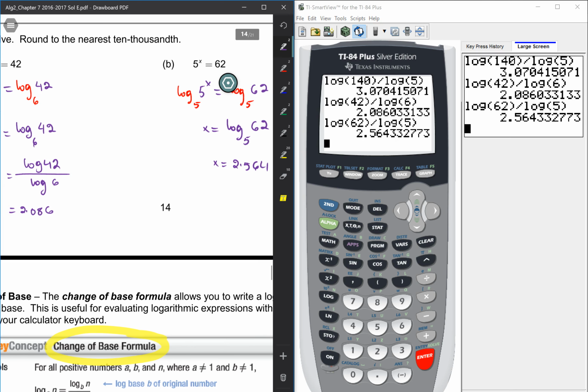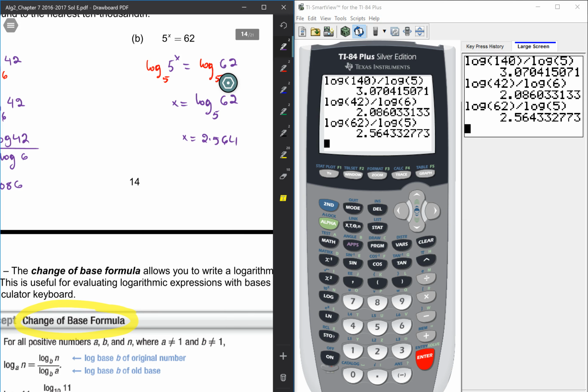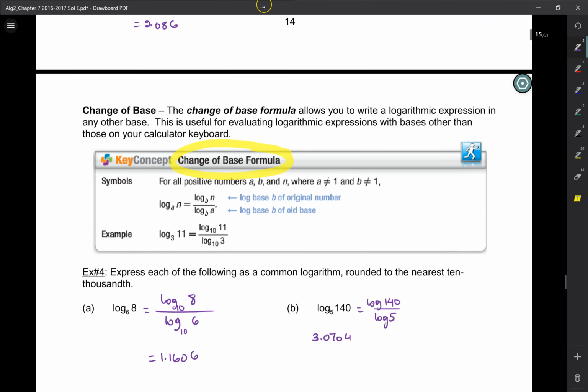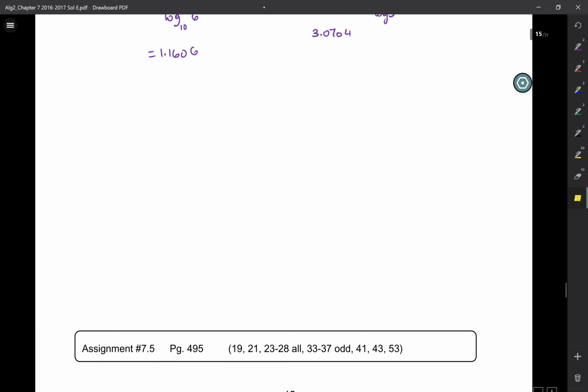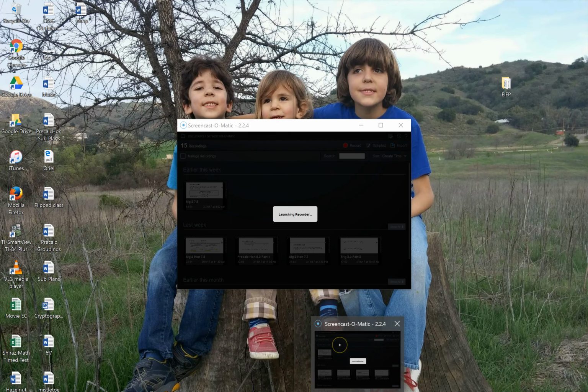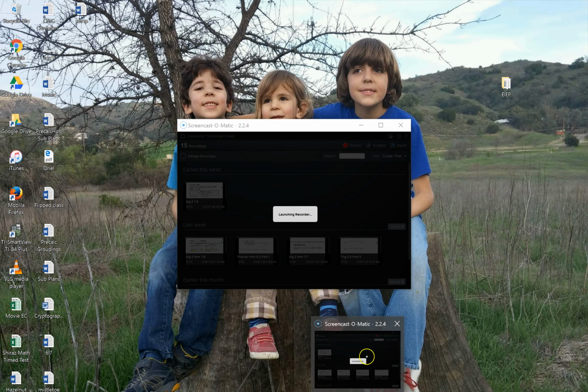Right. And then did you get? Exactly. Okay. So that is pretty much all this lesson is about. All right. So this is going to be due next class, and then we'll move on to more of this lesson.